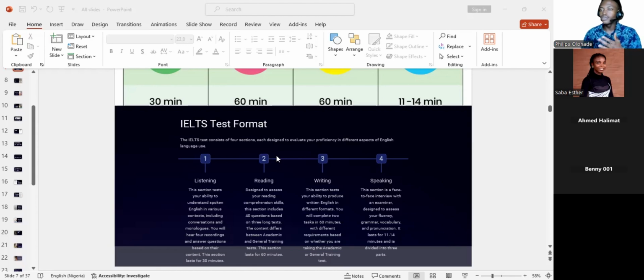There is the introductory part, there is the conversation part, and there's a long turn. Long turn just means you talk for a longer period of time without any interruption. You'll be told to talk about a topic, and then you talk about it for a long period of time. Let's say about 90 seconds, 2 minutes.